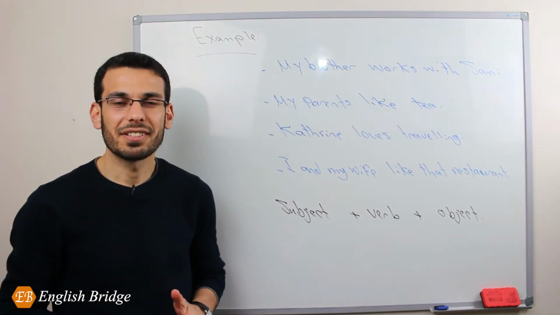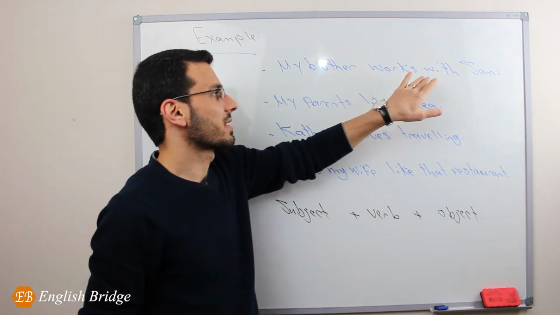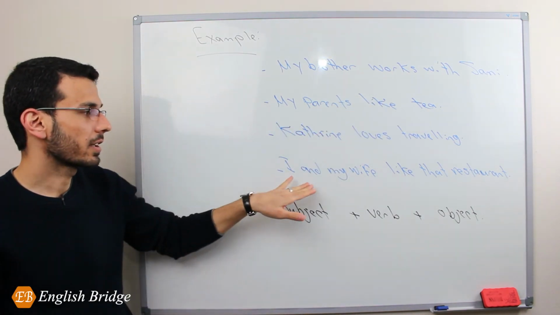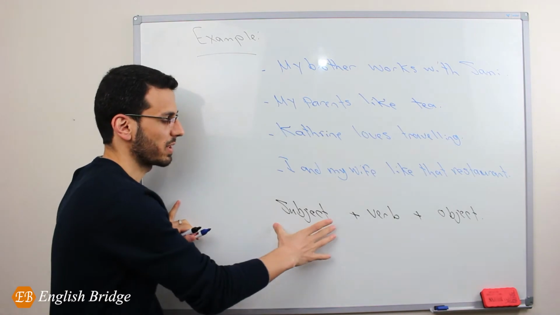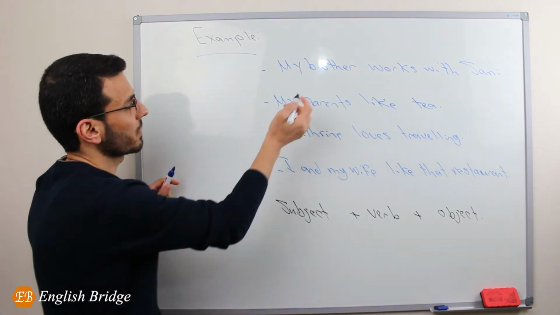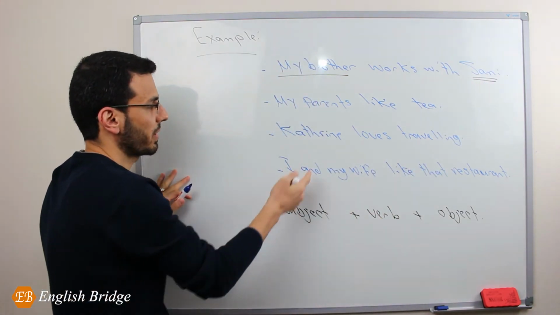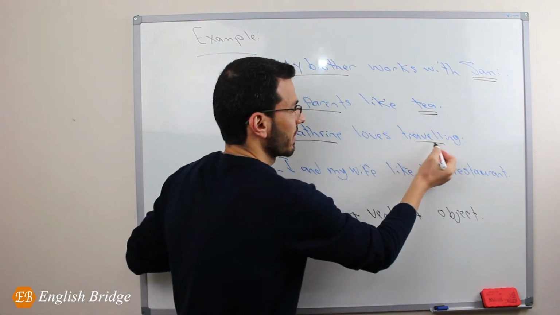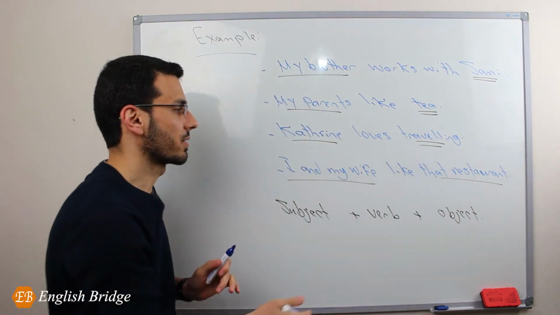Okay, now let's see some more examples to understand the difference between them completely. So here we have some examples. My brother works with Sammy. My parents like tea. Catherine loves traveling. I and my wife like that restaurant, etc. So as we said, first we will look at the subject, then we will identify the verb, and then we will take a look at the object. So the subject for this sentence is my brother, and then we have the object, which is Sammy. My parents is the subject, tea is the object. Catherine, subject here, traveling is the object. I and my wife is the subject here, and that restaurant is the object.